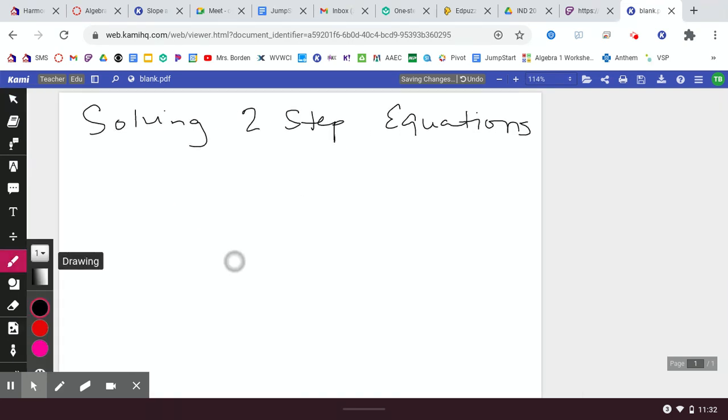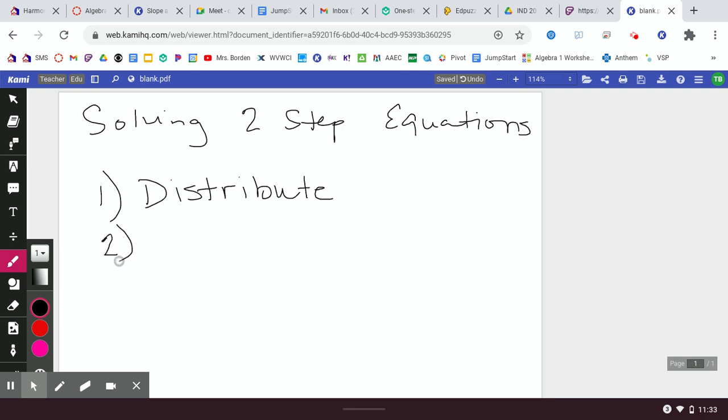All right, with two-step equations, okay, first of all, there's some steps to it, and we're going to ignore the first step today because we're really not going to deal with that. But the first thing you want to do, you guys are going to write these steps down, is you're going to distribute if there's anything to distribute. Okay, distribute. And if there's any powers to deal with, you're going to deal with powers.